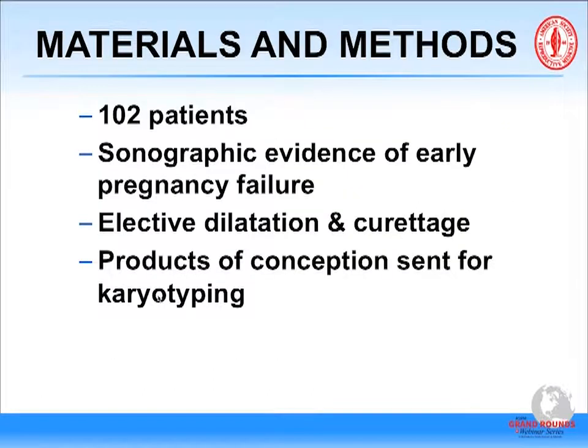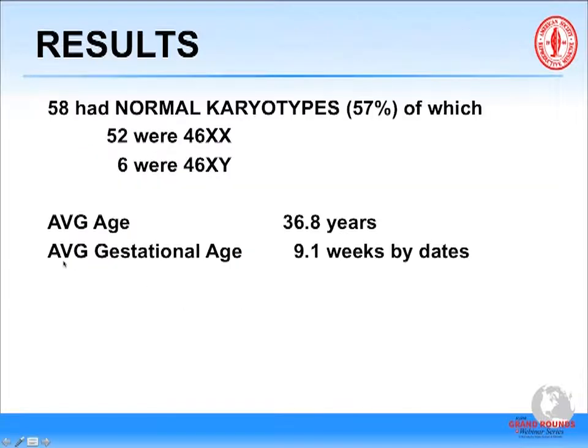There were 102 patients who had sonographic evidence of early pregnancy failure. They had an elective D&C in the office. And what they did was they sent the products of conception to the same lab they used to send amniocentesis specimens to for karyotyping. They had 58 normal karyotypes, of which 52 were 46XX, 6 were 46XY.